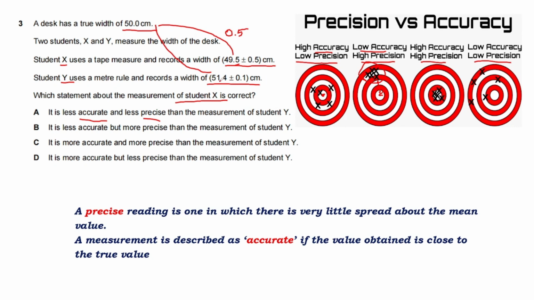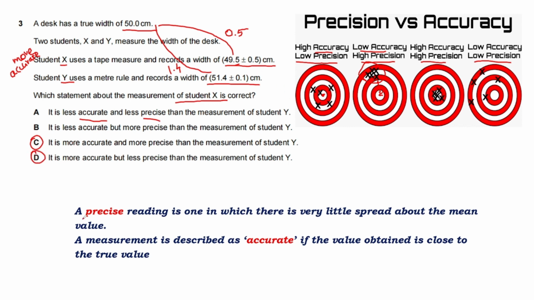But just check the next one. If this one has more accuracy, then student X measurement is less accurate. So you need to consider student Y measurement also. Here it is 51.4 and the true value is 50, which means a difference of 1.4. So which one is really close to the true value? Student X. So student X measurement is more accurate. Out of these 4 options, it would be either C or D as the correct answer.